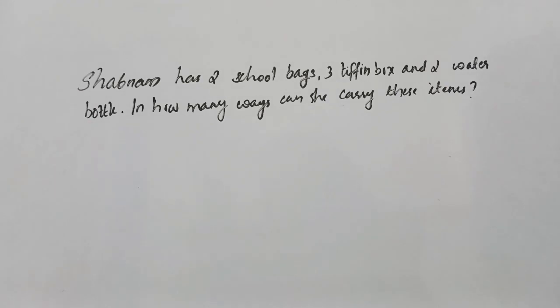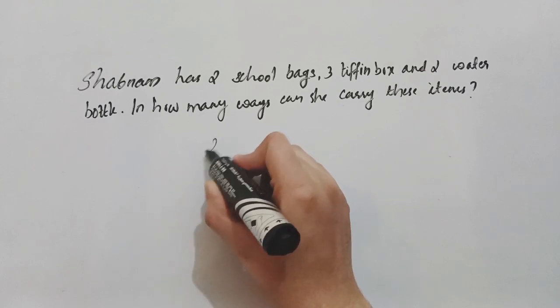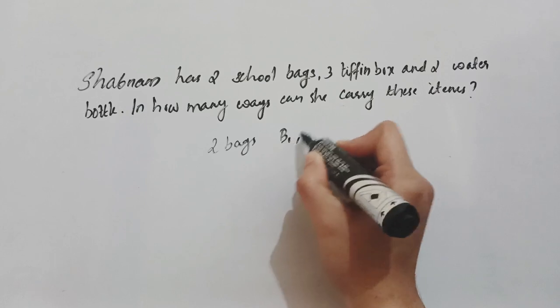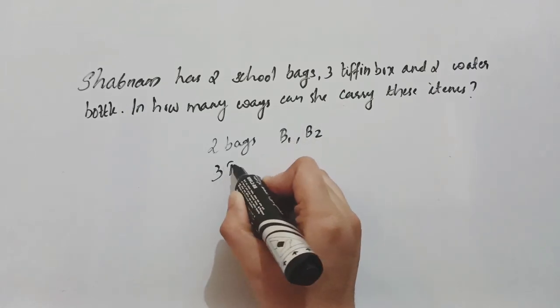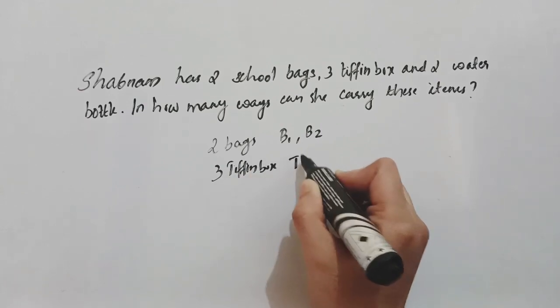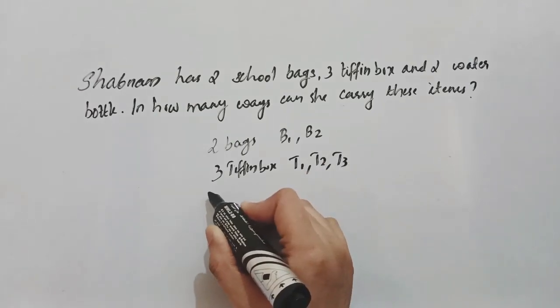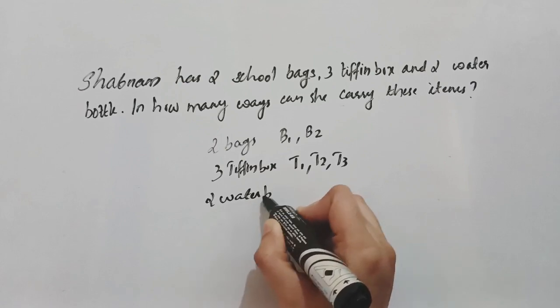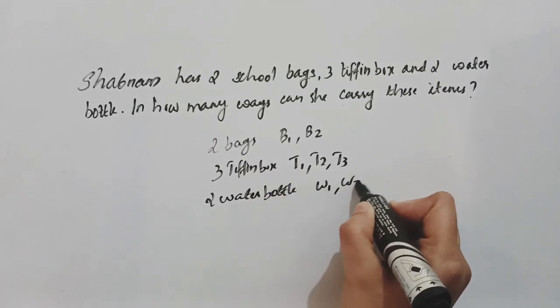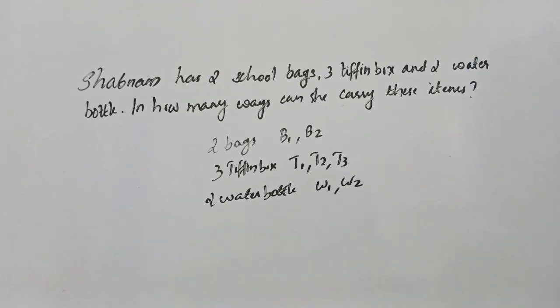Shabnam has 2 school bags, 3 tiffin boxes and 2 water bottles. In how many ways can she carry these items? That is, we have to show the pairs in which she can take these items to school each day. How many pairs can she make using these items? Okay, let us consider the 2 bags as B1 and B2, then the 3 tiffin boxes as T1, T2, T3, and the 2 water bottles as W1 and W2. Then we can show each pair.